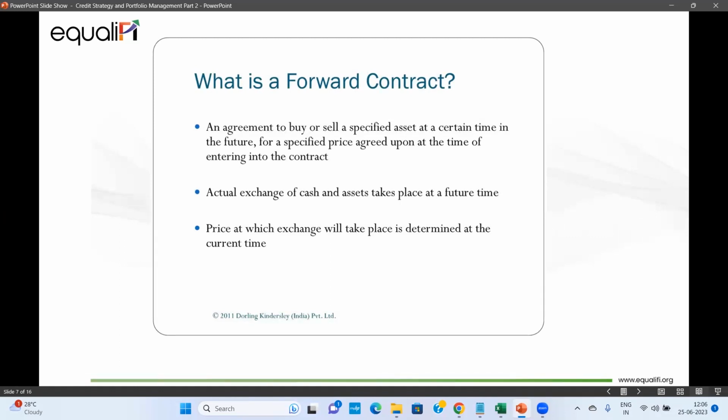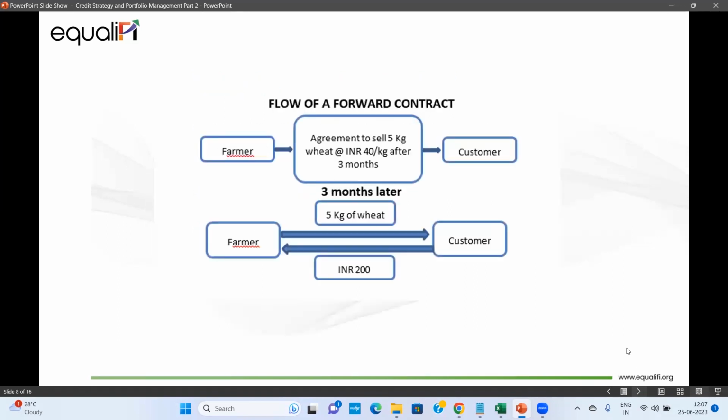Next, the price at which the exchange will take place is determined at the current time. So it again depends on the current exchange price, right? What would be the price for that particular commodity on that date? Mainly, we have seen forward contracts in the equity market and also in the commodity market, right? This is a typical flow of a forward contract. We have given some examples as well.